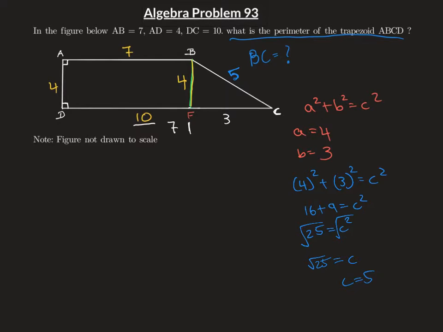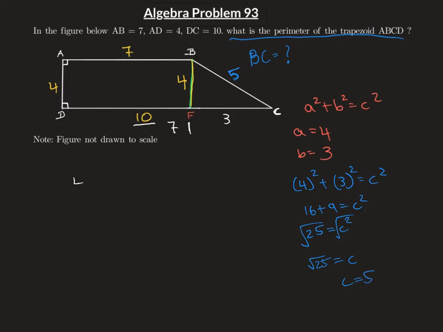Now we're not done with the problem yet. Remember, we still have to find the perimeter of the trapezoid ABCD. And perimeter is just adding all the sides together. So we have AD is 4, AB is 7, BC is 5, and DC is 10. We only split 7 and 3 in order to find BC, but the original length of DC is still 10. So now we'll just add them together.